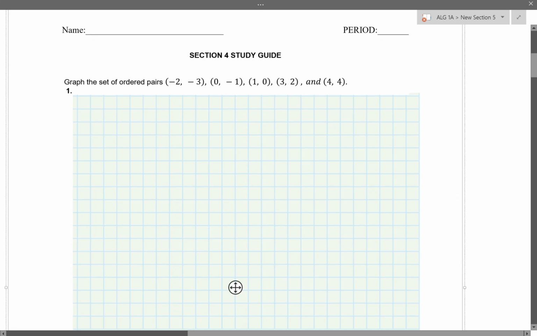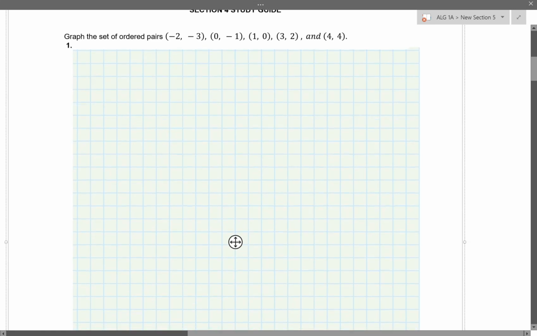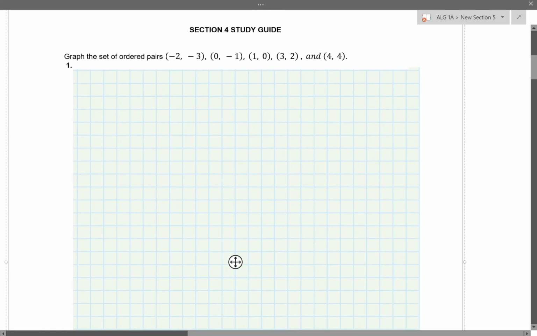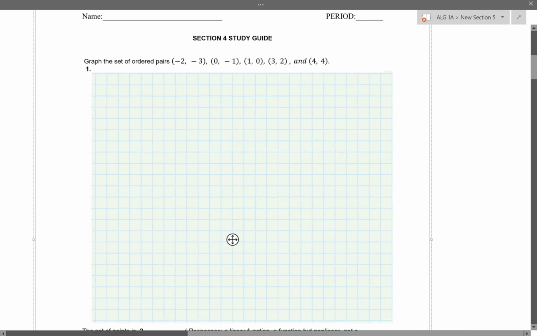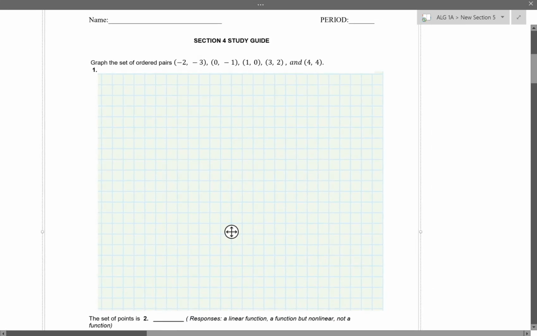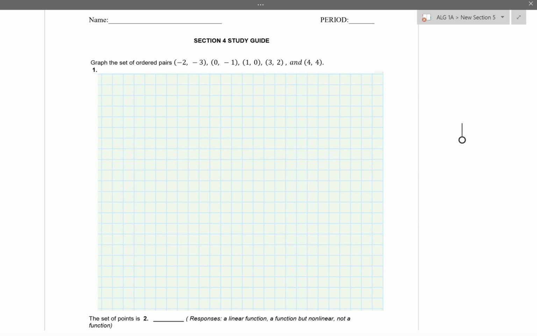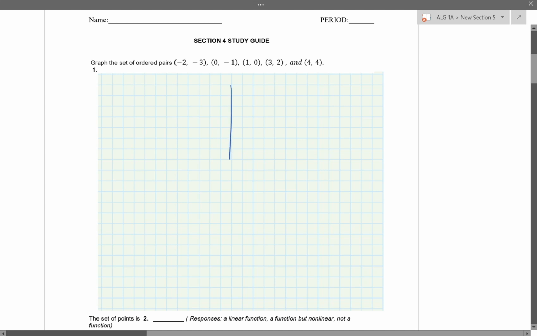Alright, so let's get started with graphing the set of ordered pairs. Very easy question for us to get. All we are doing is we have to graph this on a coordinate plane. So I gave you a graph sheet right here. So all you got to do, draw a line this way and draw a line this way.